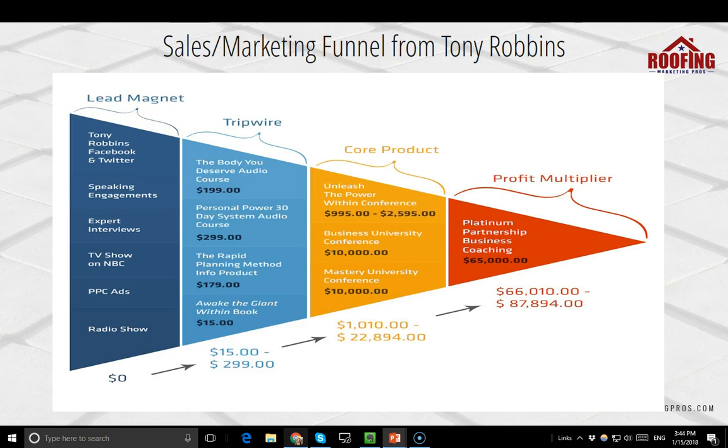Obviously, the next step is having the core product, which is about the different conferences and universities they can attend, and that's an even higher level commitment. And finally, it's the last business coaching program, which is anywhere between $65,000 and $100,000 from my understanding. So this gives you an idea of the type of results you can expect from this. As a contractor, you don't have to go this deep. It's a lot simpler, but it's the same type of idea and the same type of high level overview that you can take in your business.